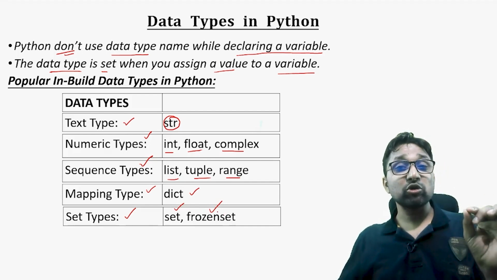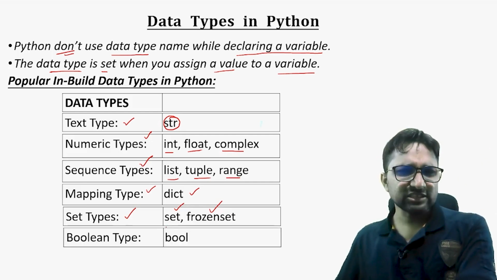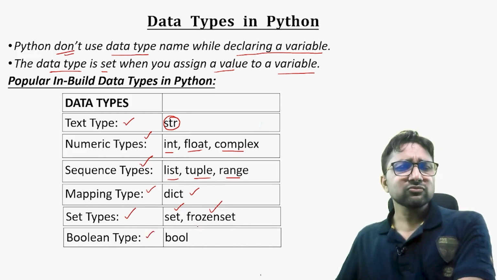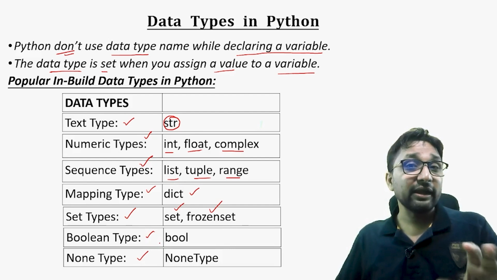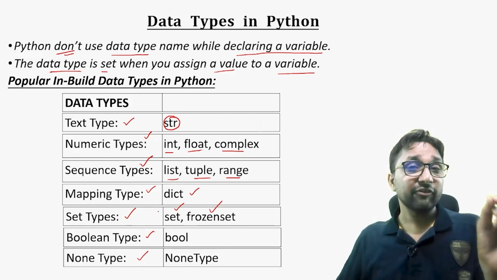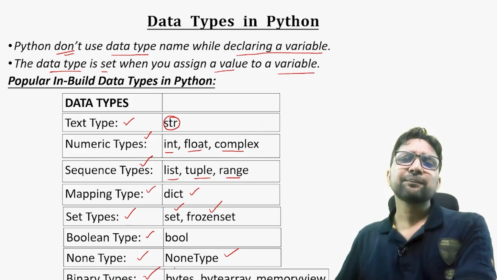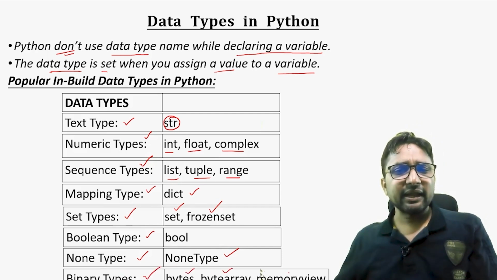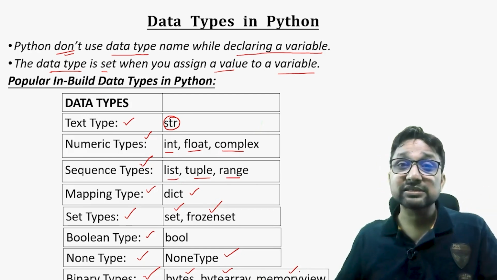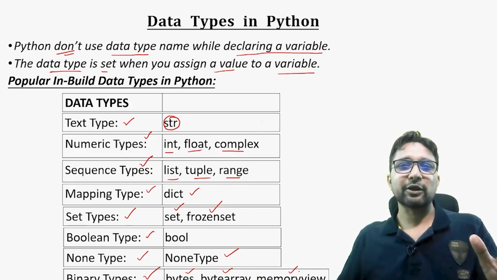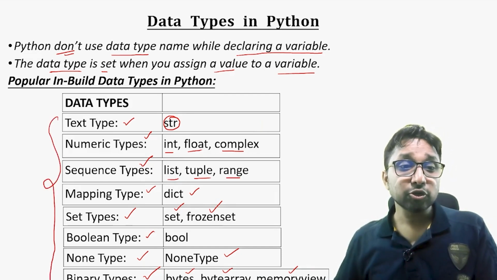We will study all these data types in very detail as we proceed in this series. So these are different data types. Boolean data type to store true and false. None data type: even if you don't want to define any information in a variable, you can assign the none data type. That is also available. There are also binary types like bytes, bytearray, memoryview. These are used for storing information like images or files which are not human understandable. So these are the different inbuilt data types used in Python.